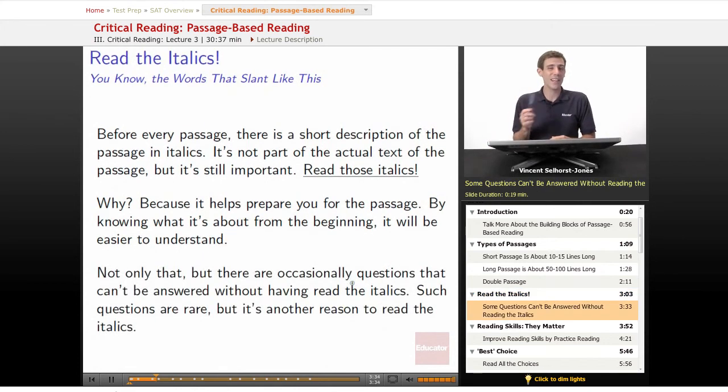Not only that, but there are occasionally, like once in a long while, questions that cannot be answered without the information from the italics. They're really rare, but if you don't read the italics, you won't be able to do those, so it's just one more reason that you should read the italics. It's a useful thing, and it gets you ready for reading the text you're about to read.